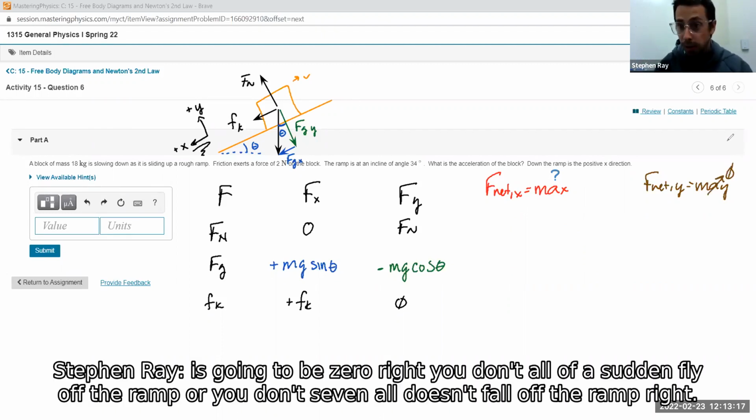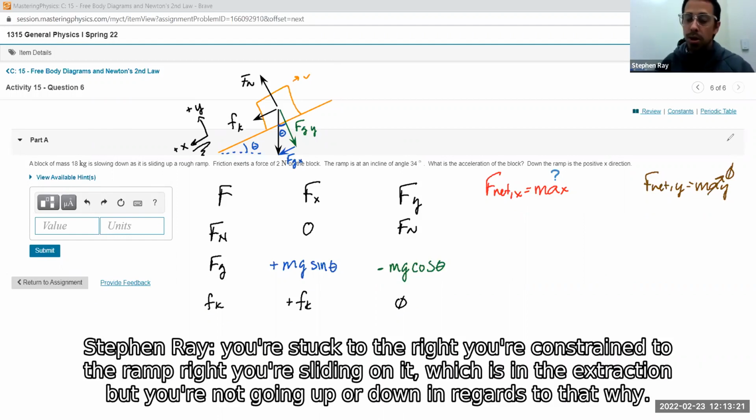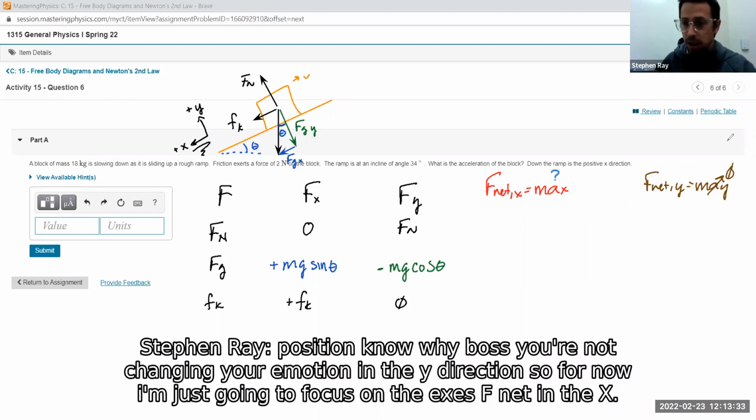You don't all of a sudden fly off the ramp, or fall off the ramp. You're stuck to the ramp, constrained to it. You're sliding on it, which is in the x direction, but you're not going up or down in regards to that y position, that y velocity. You're not changing your motion in the y direction. So for now, I'm just going to focus on the x's.